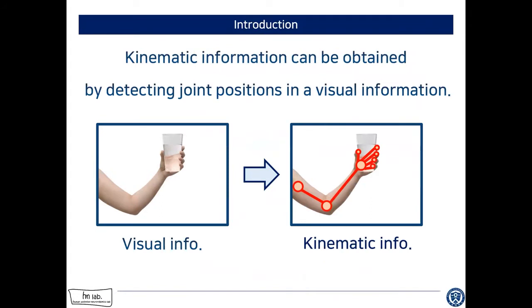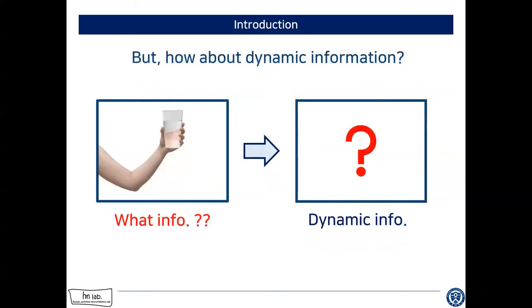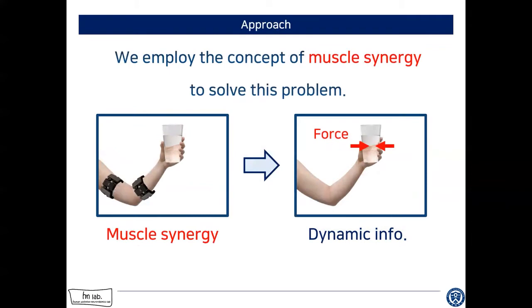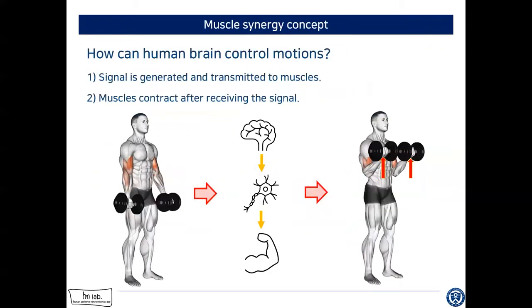We can get kinematic information by detecting joint positions in visual information. This process is usually called skeleton extraction. However, dynamic information cannot be inferred from the visual information. To solve this problem, our approach is to employ the concept of muscle synergy.